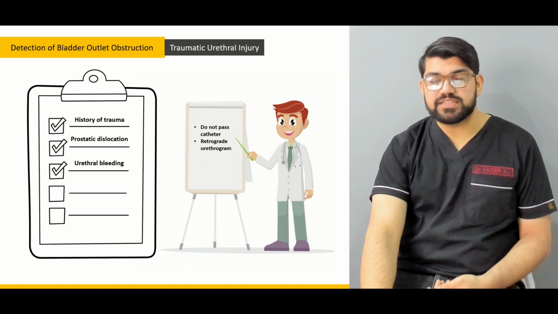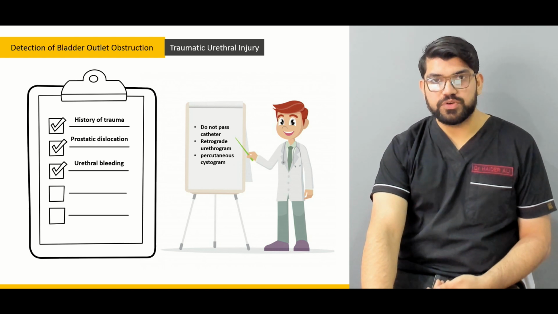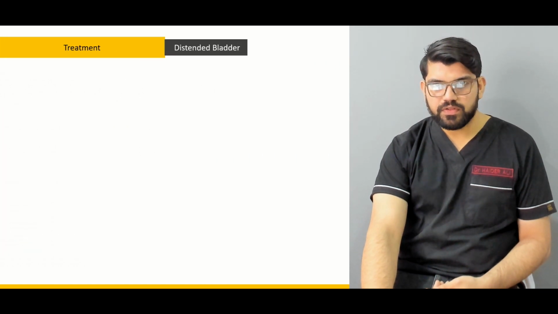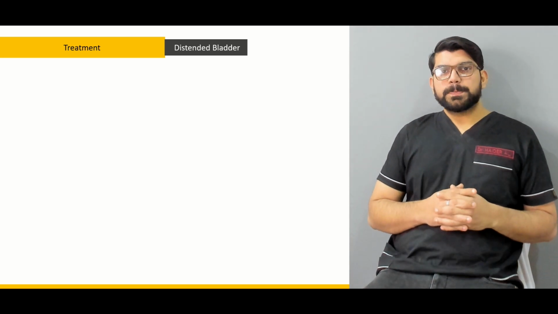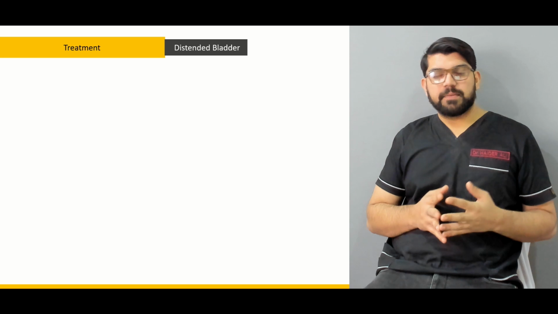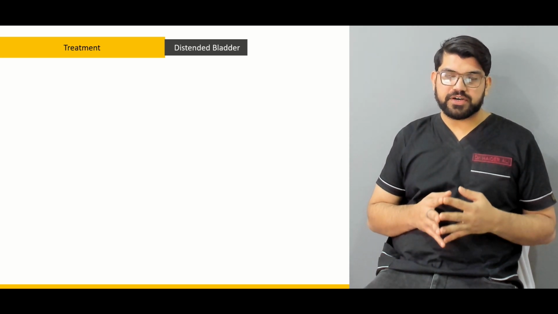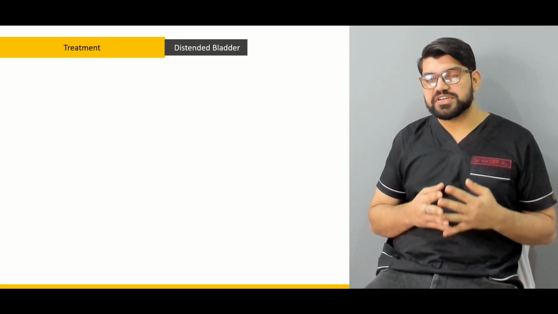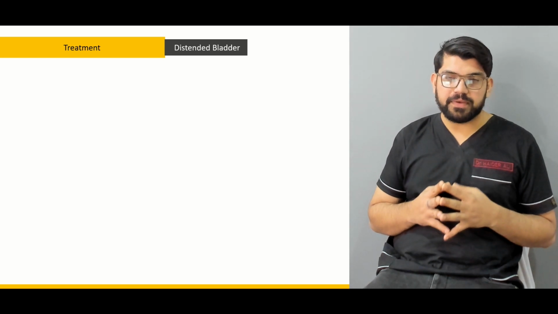Retrograde urethrogram is widely used in patients with traumatic urethral injuries. Percutaneous cystogram is also used in these patients. So, now comes the treatment. When you see a patient and examine the abdomen, you see a palpable or distended urinary bladder, and the patient is complaining of increased urgency but cannot pass urine.